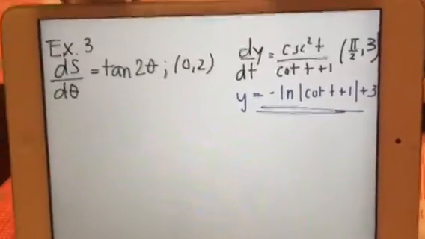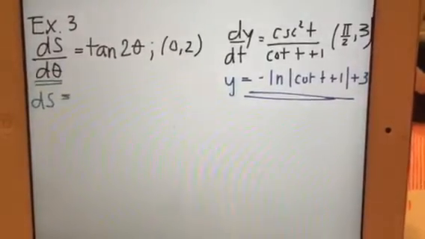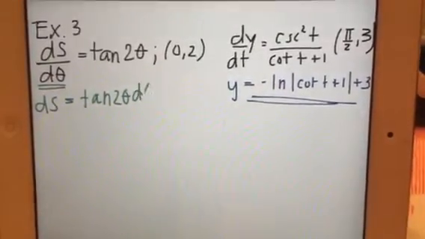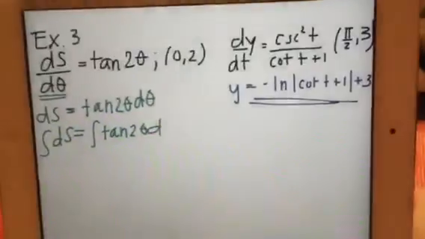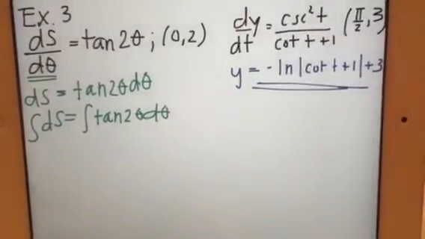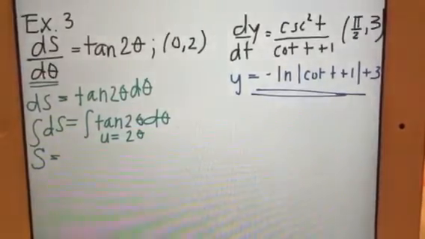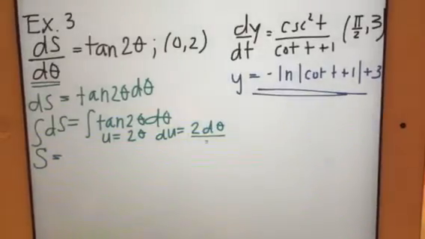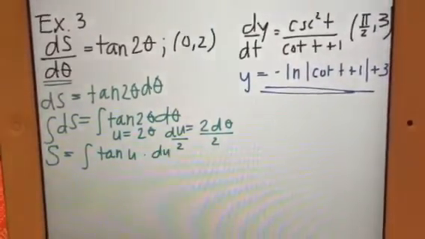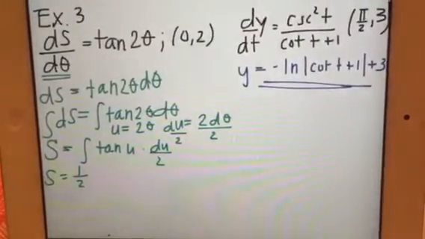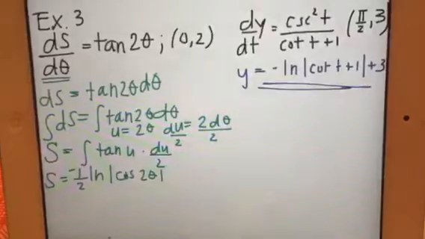For example 3, we're asked to solve the differential equation that satisfies the given point. So first we're going to send d theta to the right side. So ds is going to equal tan 2 theta d theta. Then we're going to integrate both sides. The left side, remember that integrals and derivatives will cancel each other out, so it'll give me just s is equal to, we're going to use u substitution. u will be 2 theta, du would be 2 d theta, divide by 2, divide by 2. We'll have the integral of tan u times du over 2. Pull out the constant, we'll have negative 1 over 2 ln of cosine of u, which was 2 theta, plus c.